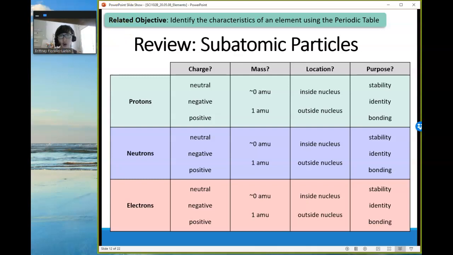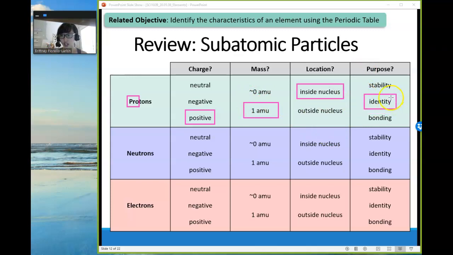All right, so let's go ahead and actually go over this together. So taking a look here, protons are going to be positively charged, right? If you think about the prefix pro, like pros and cons, pros are the good ones. So pros are positive. They do have mass, and the reason they have mass is because they are found inside of the nucleus, and our nucleus is the massive part of the atom, meaning the part of the atom where all the mass is. So it's inside the nucleus, and each proton weighs 1 atomic mass unit, 1 AMU. And its purpose is identity.